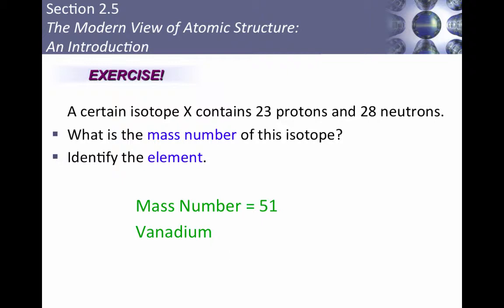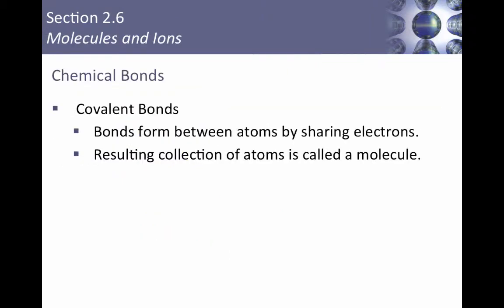Okay, we're going to quickly go through the two main kinds of chemical bonding. We're going to go through covalent and ionic, and then we're going to do some of the naming review. So remember that a covalent bond is a bond that happens because we have two atoms that are sharing electrons. It results in a collection of atoms called a molecule.